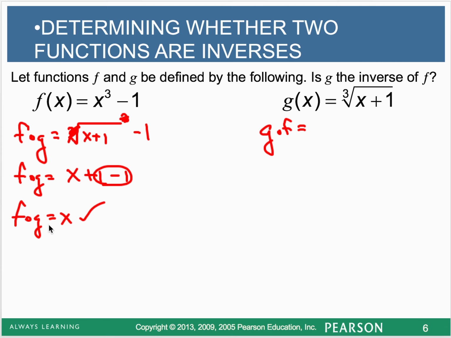So if I would have gotten anything else here, I wouldn't have to do this. But if I get x, then I got to keep checking and say, well, let's see. So g of f means I'm going to start with g. And everywhere there's an x, oh, here's an x, I'm going to put f of x.